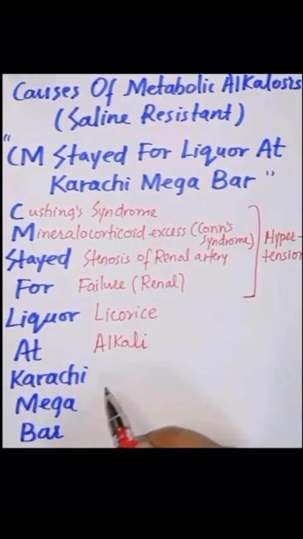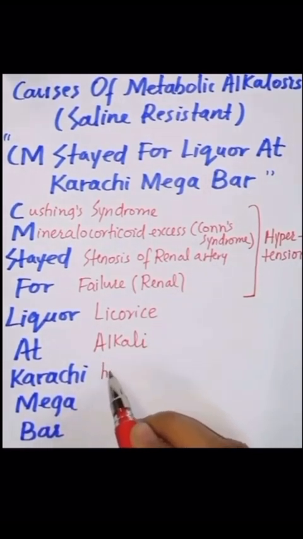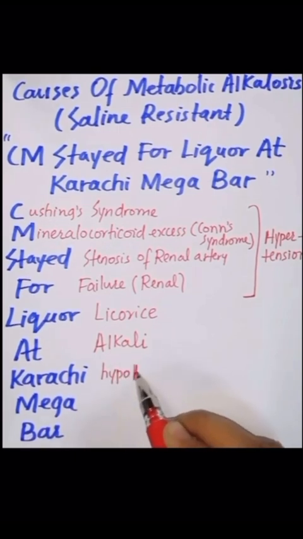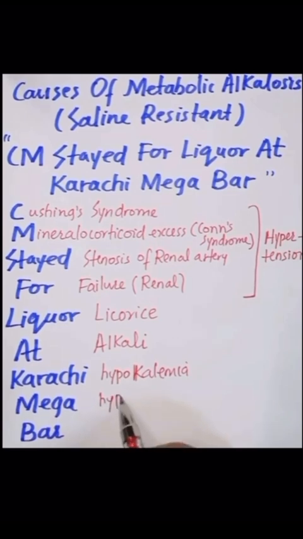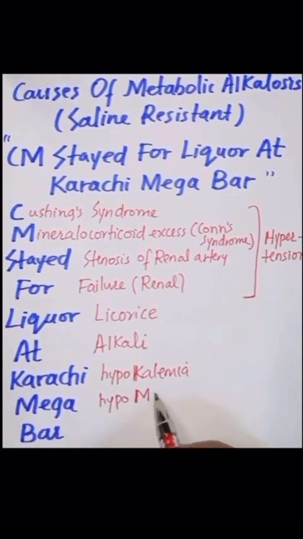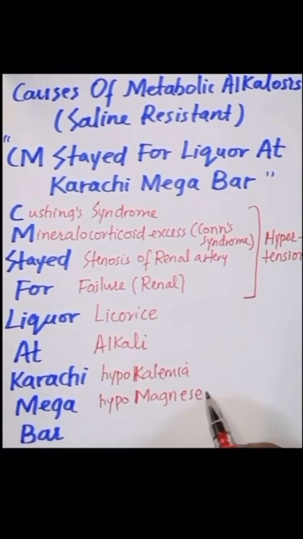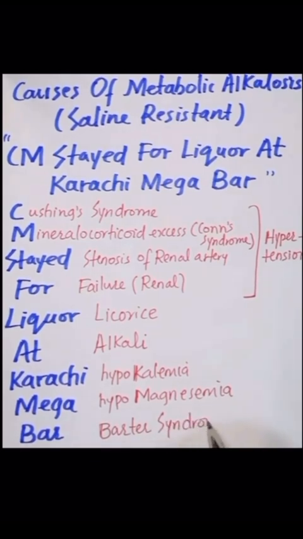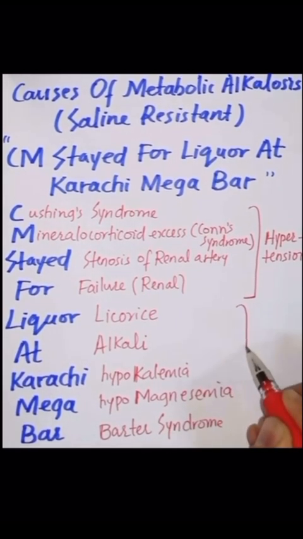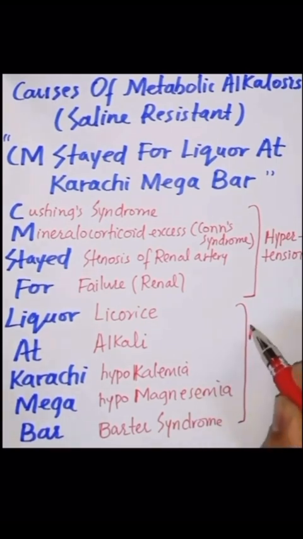Alkali. Hypokalemia, which is low potassium. Hypomagnesemia, which is strongly associated with hypokalemia. Bartter's syndrome, which is a neurometabolic disorder and is a rare autosomal recessive disorder of the renal tubules. This group of things can present in normotensive patients.